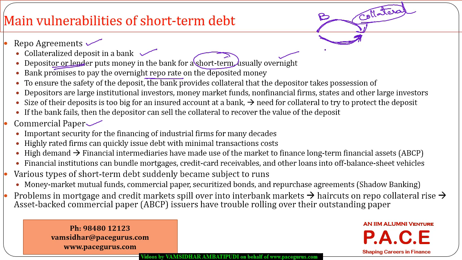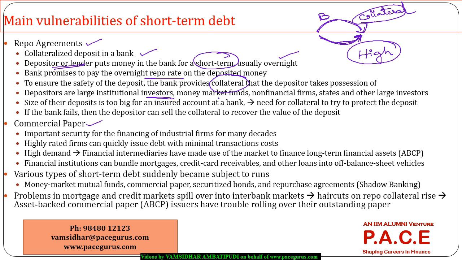Now, what is the guarantee that the bank will pay? The amount is too high in this transaction. So, to ensure the safety of the deposit, the bank provides collateral to the depositor. So the depositor holds collateral from the bank, and once the bank pays the depositor back, the collateral will be refunded.